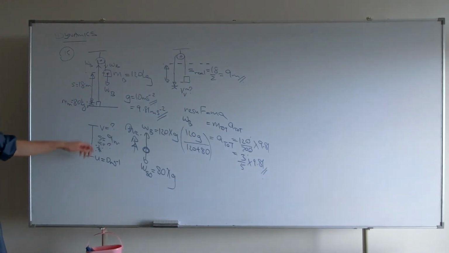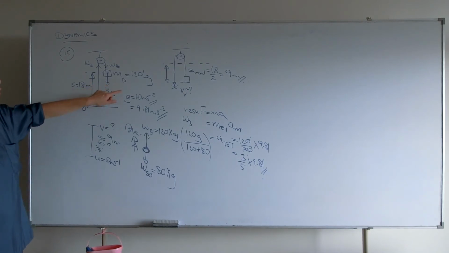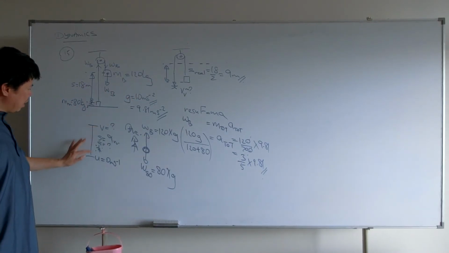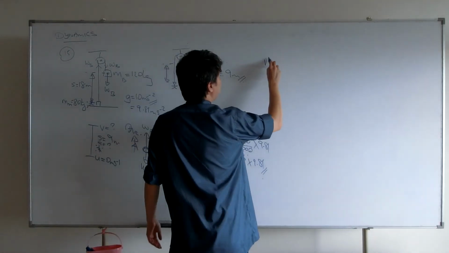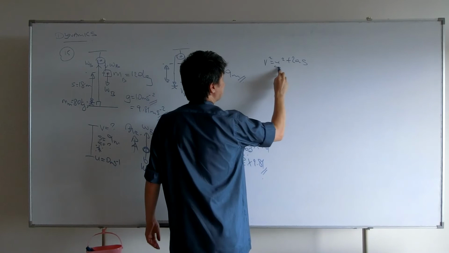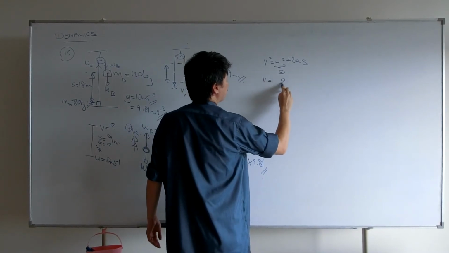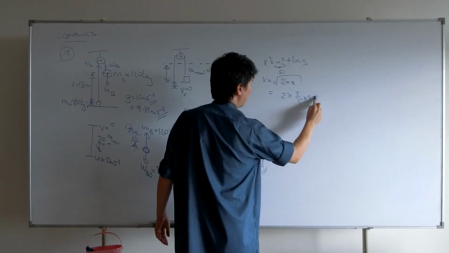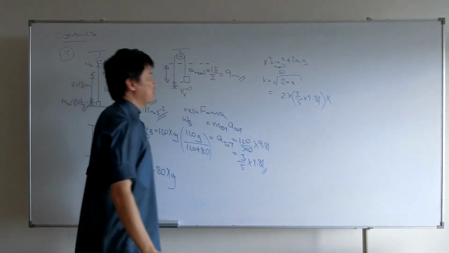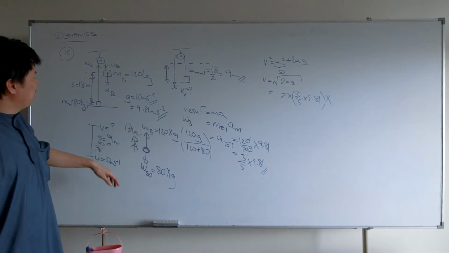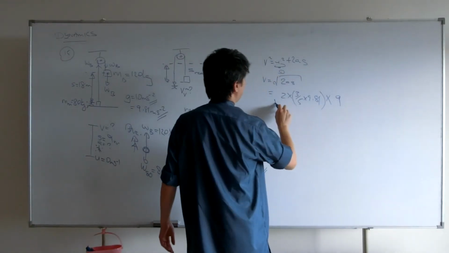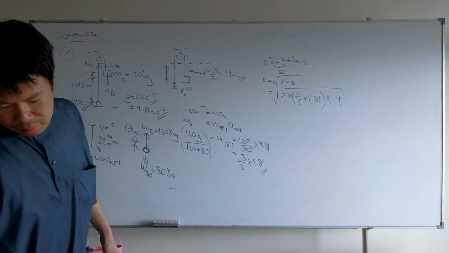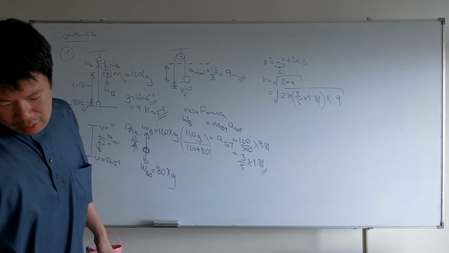So acceleration is 3/5 of g. Now you got your a already, you can use your UVAST, v squared equal to u squared plus 2as, which is the fifth equation of motion. u is equal to 0. v equal to square root of 2as, 2 times your acceleration 3/5 times 9.81 times your displacement here, which is 9 meters.